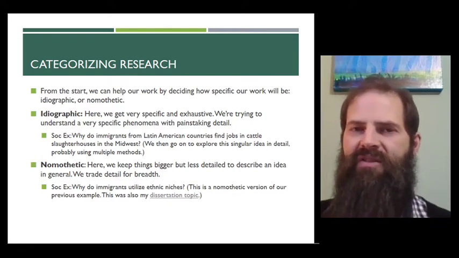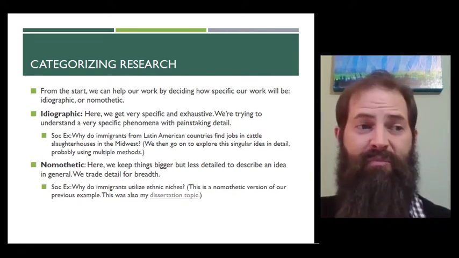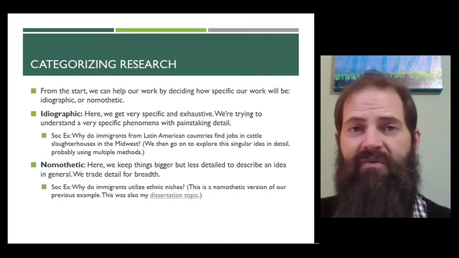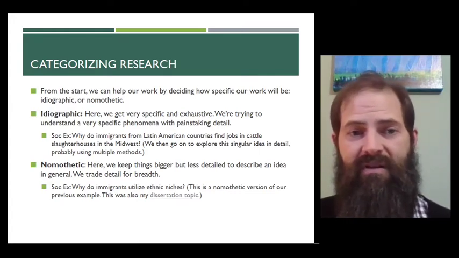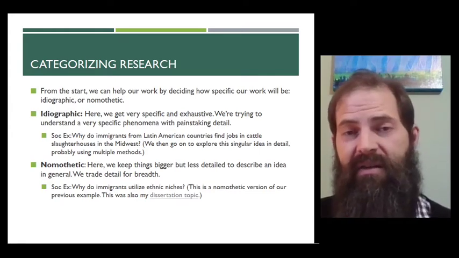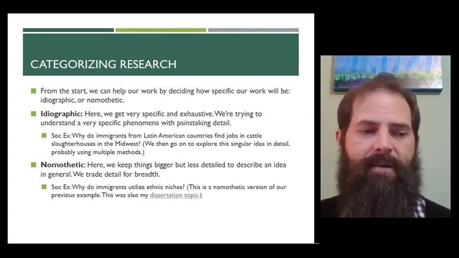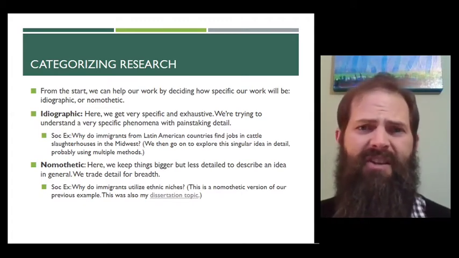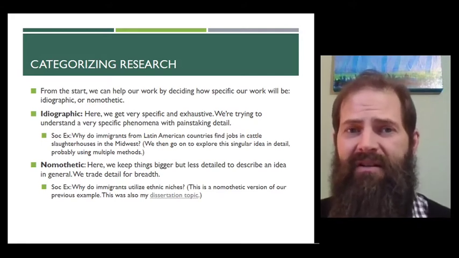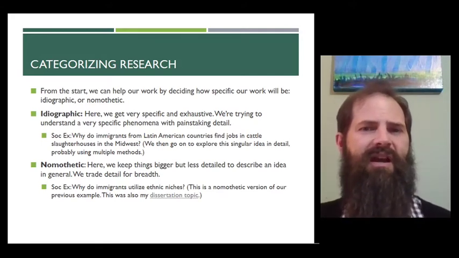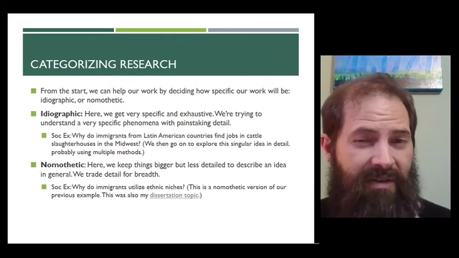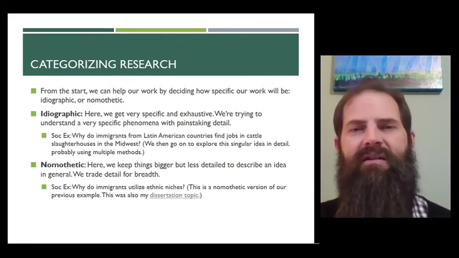With a nomothetic study, it's actually very, very broad. In fact, I used secondary data for all my analysis. It's data that was collected by the American Community Survey. And they were very broad questions looking at metropolitan statistical areas. So again, a very broad question. I traded out the detail of an idiographic study for the breadth of a nomothetic study.